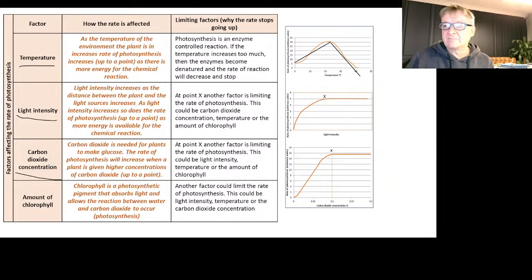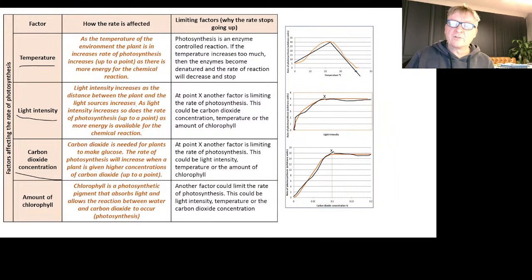Light intensity, if there's no light, there isn't going to be any reaction at all. As the light intensity increases, right, it gets to a certain level, and at that level, it then tails off, because that is the limiting factor, right, the fact that the plants literally can't use the light that's there. Carbon dioxide concentration is very similar, where it goes up and up and up until it gets to X, right, which is then the maximum, and that is your limiting factor again.